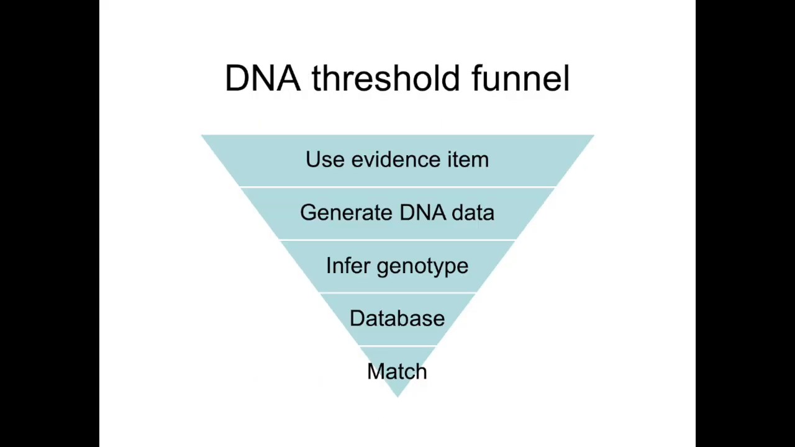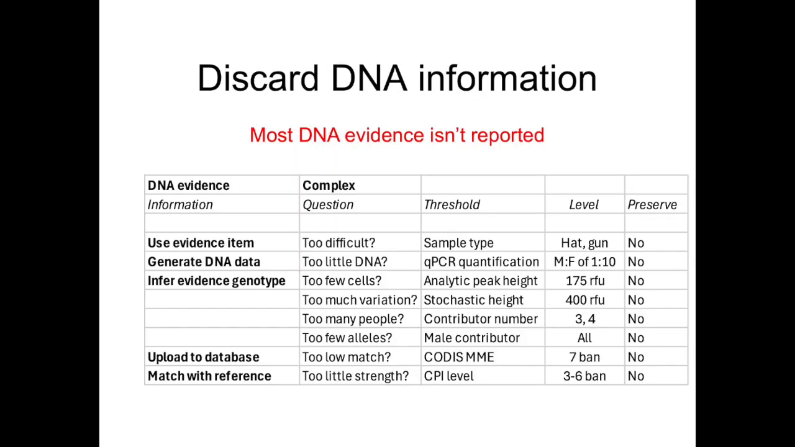So how do these other methods lose information? There's a funnel of loss. Labs can choose to not use an evidence item, like it's a hat. We don't do hats. They may choose to not generate DNA data. They often don't even infer a genotype. When they get a genotype, they may decide it has too little information to go to a database or to report. And the result is most evidence never appears. And here are those same 5 steps I showed in the last slide, in the left column, about evidence items, data, and so on.